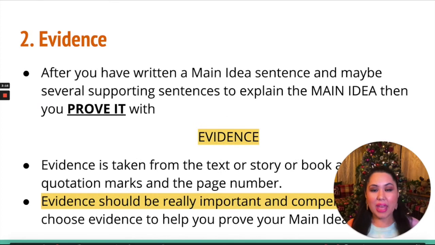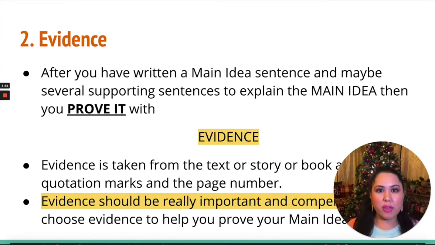All right, so we got the M done. Now it's E, and E stands for evidence, and you are going to be getting your evidence within the story or the book that you are reading for your English class, text evidence. After you have written your main idea sentence and maybe several supporting sentences to explain the main idea, then you prove it with evidence. Now, I know I told you to have a main idea sentence, and that doesn't mean that you only have to have one sentence and then go straight into evidence.